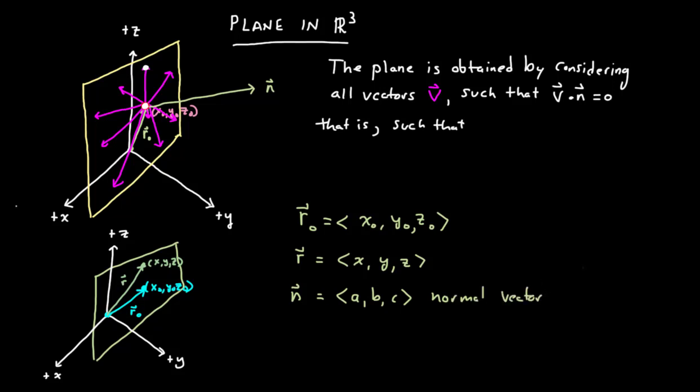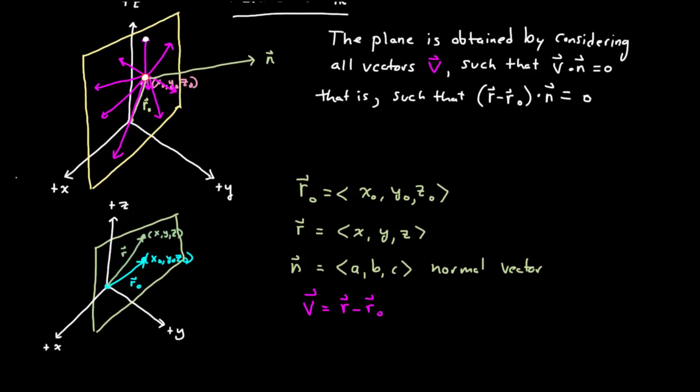Okay, so vector v then, how do I determine what vector v is? Well, I hope that you see the vector v is simply vector r minus vector r naught. Deep breath. So let's come back. We want to consider the plane obtained by considering all vectors v such that v dot n equals 0. In other words, r minus r naught dot n equals 0.